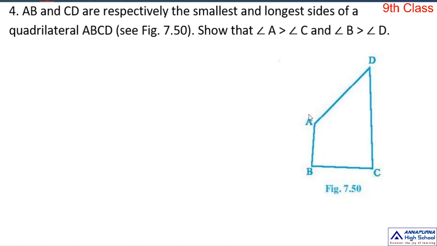In this figure, AB, BC, CD and AD are 4 line segments, or 4 sides. AB is the smallest side and CD is the longest side of a quadrilateral ABCD. We have to show two conditions. The first condition, angle A is greater than angle C.